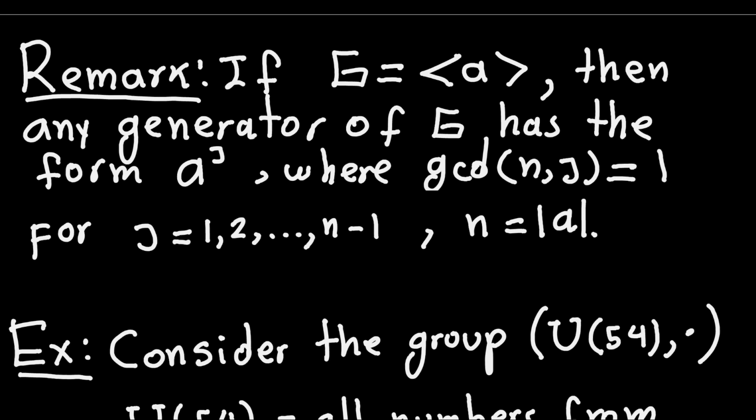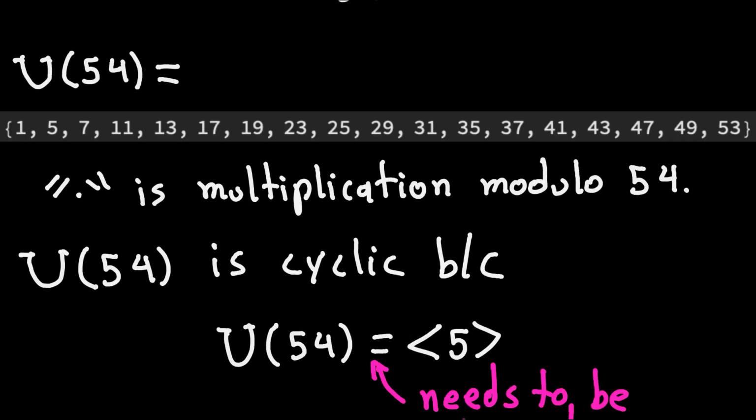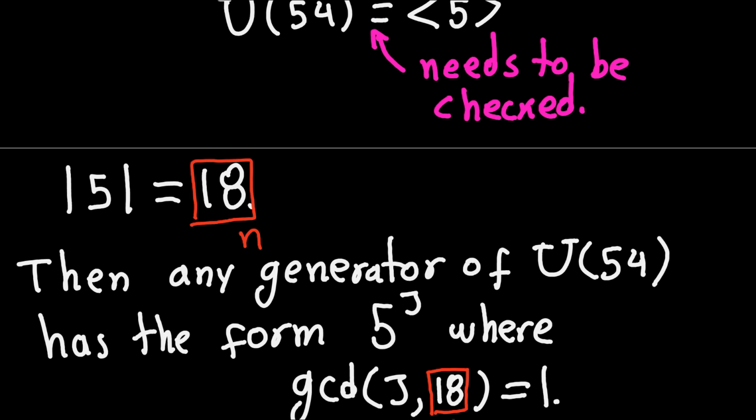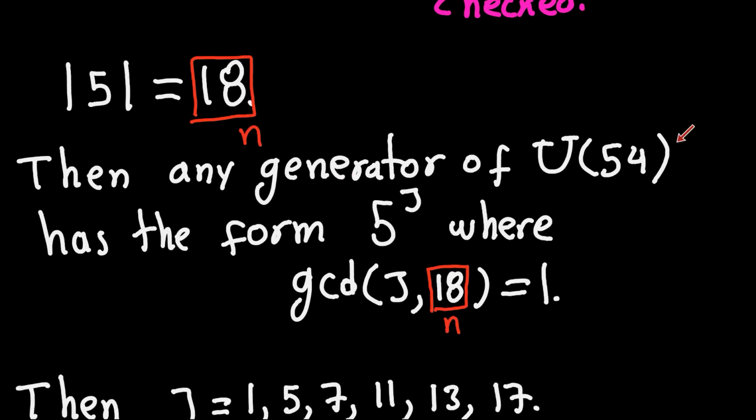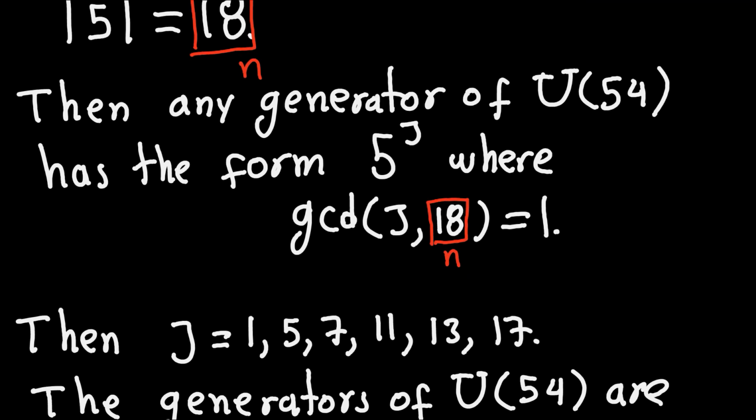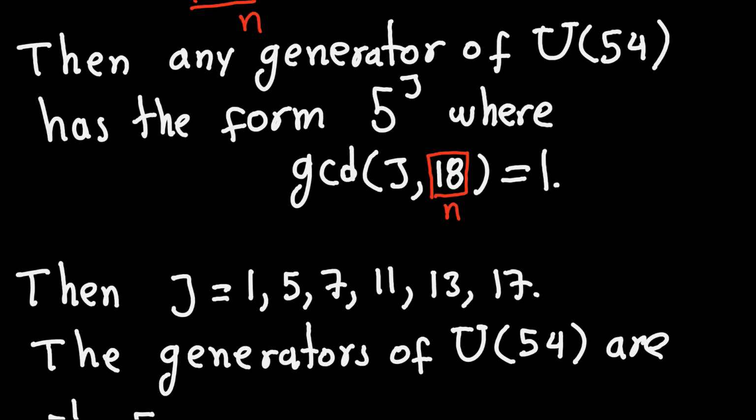As per this remark, any generator of U54 will have the form of the original generator, which is 5, to the J, where the greatest common divisor between J and 18, here n, is 1. So now this J will be selected from the numbers from 1 through 18, and you're going to select the ones that have no common factor with 18, or the only common factor is 1. If you do that, you're going to get the numbers 1, 5, 7, 11, 13, and 17.